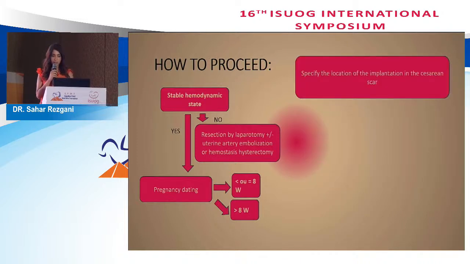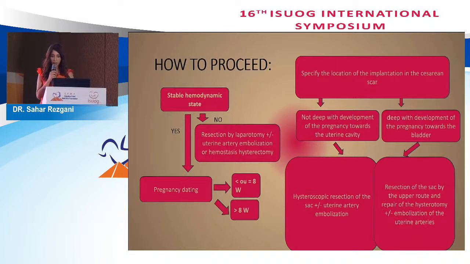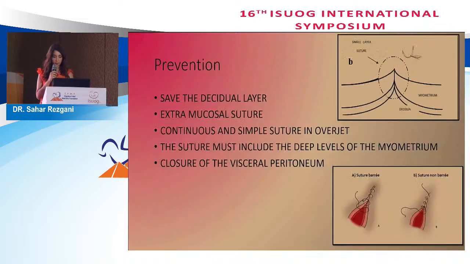For pregnancy of more than 8 weeks, we must specify the location of the implantation in the cesarean scar. If it's not deep, we must do hysteroscopic resection of the sac. If it's deep, we must do resection of the sac by the upper route and repair of the hysterotomy, or embolization. For prevention, we must save the decidual layer, with extramucosal suture, continuous and simple suture in overlap. The suture must include the deep level of the myometrium, with closure of the visceral peritoneum.